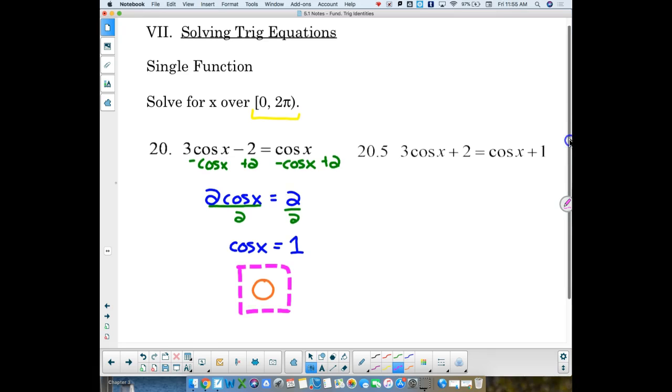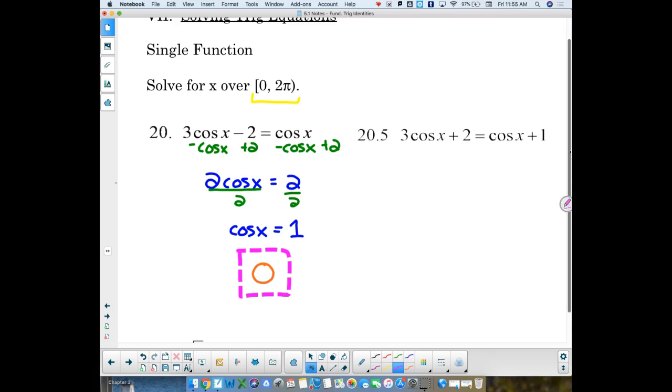Let's do another one. Okay? Same style of problem, same method of answering. So first off, I would subtract 2, and then I would subtract a cosine. That gives me, on the left side, 2 cosine of x. On the right side, I get -1.